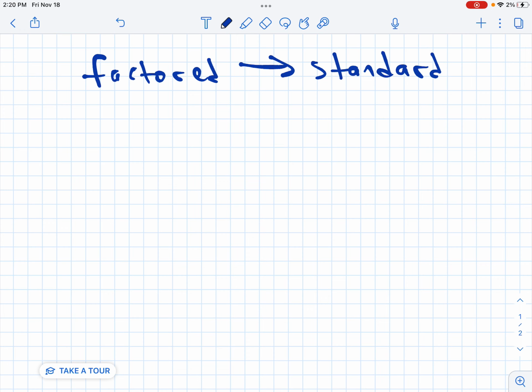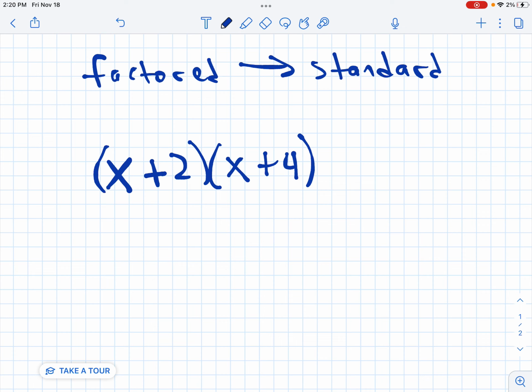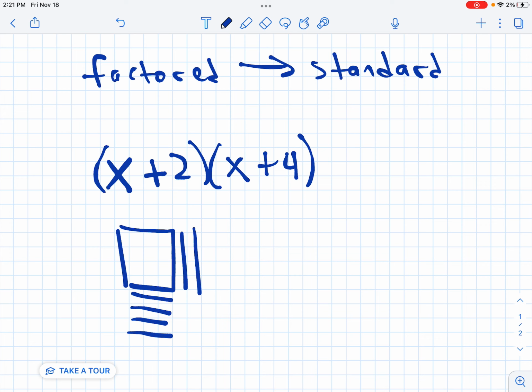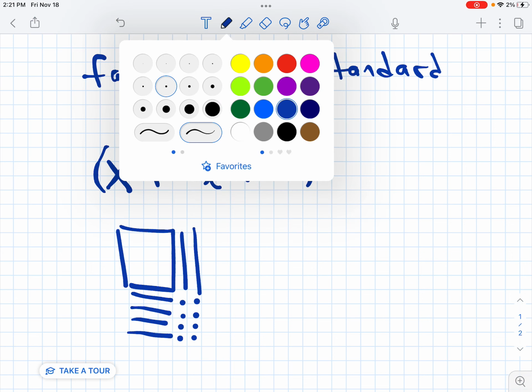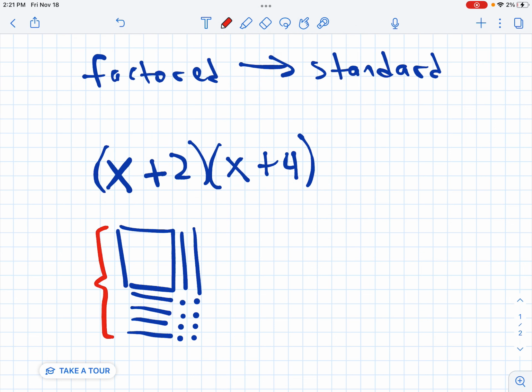So let's begin with this example. Let's start with something like (x + 2)(x + 4). All right, so we've got it in factored form. Let's turn it into standard form. First of all, let's visualize what we've got here. We've got something that's x plus 2 wide and x plus 4 tall. Let me write these dimensions in here real quick. So this whole length is x plus 4, and the whole width here is x plus 2.